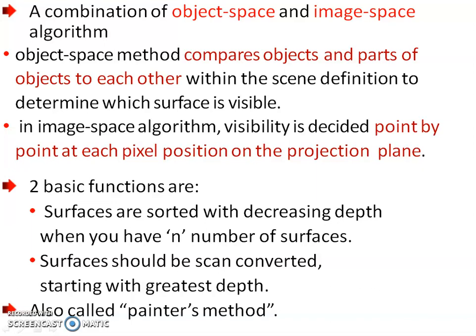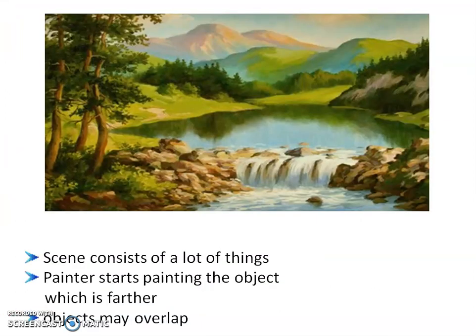Here, two basic functions are there in the depth sort algorithm. First one is surfaces are sorted with a decreasing depth value when you have n number of surfaces. And surfaces should be scan converted starting with the greatest depth or Z value. That is, we are given a set of polygons in 3D space and a viewing situation, and we want to render only the visible surfaces. And it's also known as a painter's algorithm.